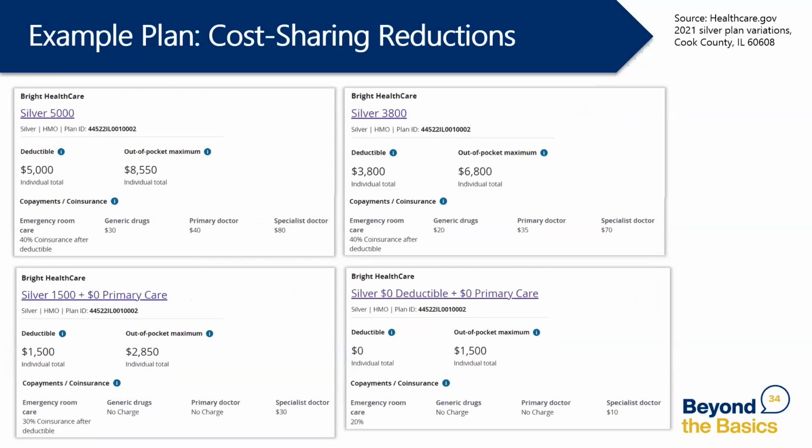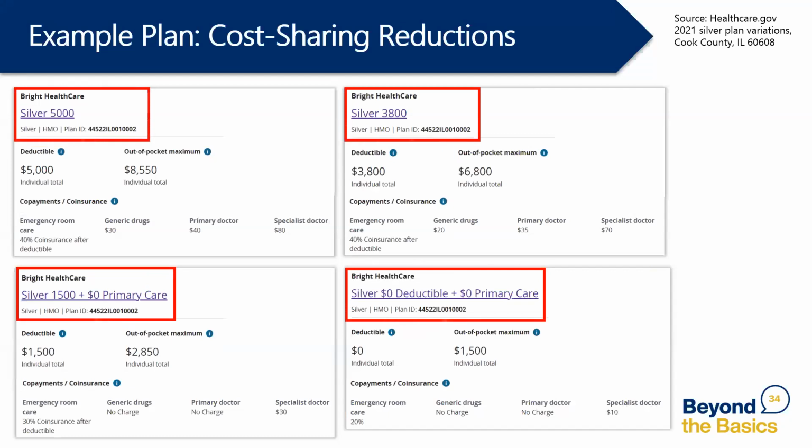So let's look at another silver plan in Cook County, Illinois. First, do you notice that this plan has a different name at each CSR level? Well, this is something you might encounter every now and then. How you can tell that all four of these are actually the same plan, just with a different name at each different level of CSR, is by looking at the plan ID, which is listed just below the plan name.